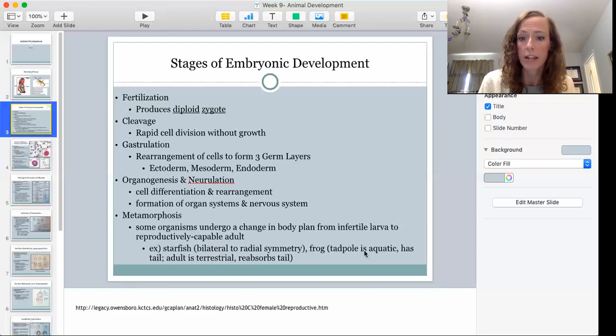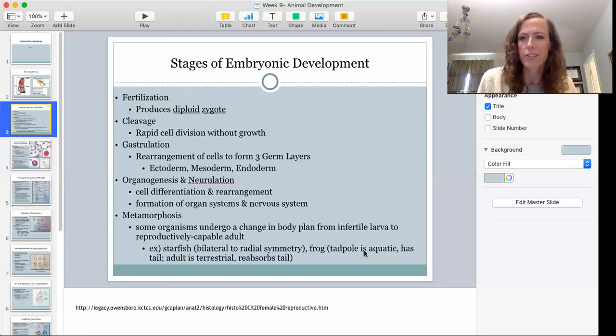The tadpole then is obviously the juvenile form of the frog, which has a different appearance. It has a tail, for instance. It has a different habitat. The tadpole is aquatic, and as an adult, the frog now has reabsorbed its tail, and it has a terrestrial habitat. So lots of things can change during this period of metamorphosis, where the larval form sometimes has an intermediate juvenile stage and then develops into the fully functioning, reproductively capable adult form.